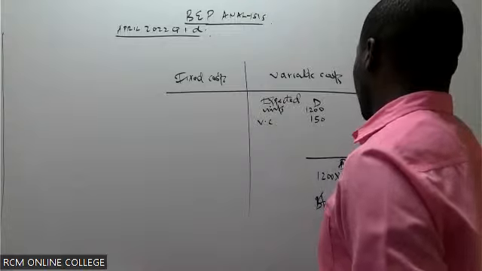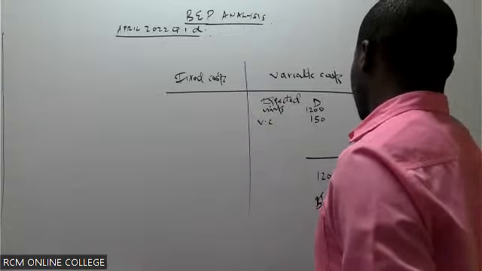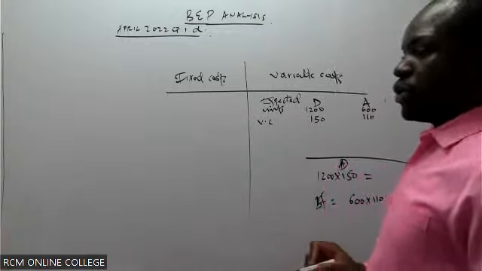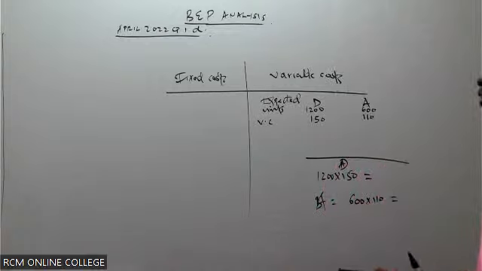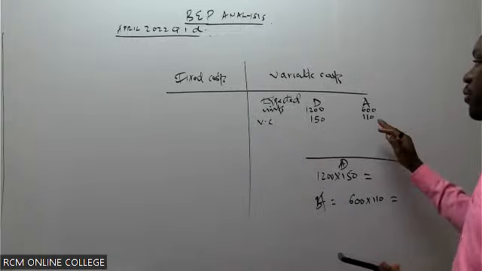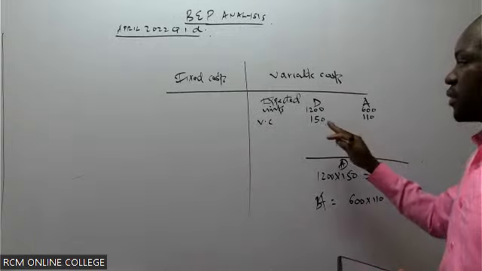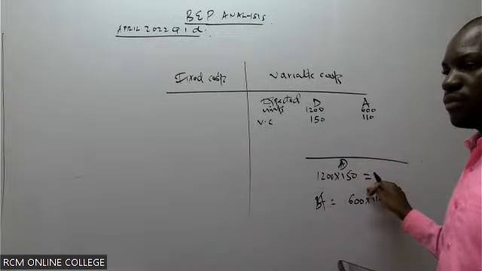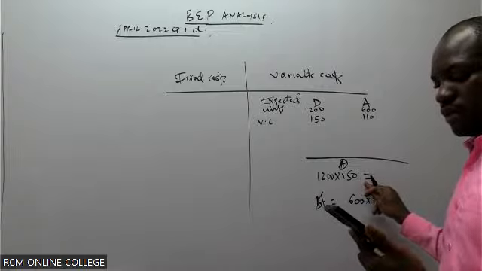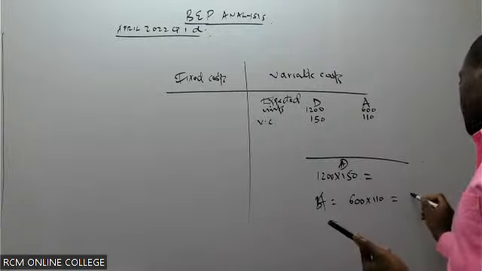For B, you're going to take 600 and multiply by 110 for you to be able to get the total variable cost of product B. Are you able to get the figures? What do you have for this one here? I'm told this one is 66,000.